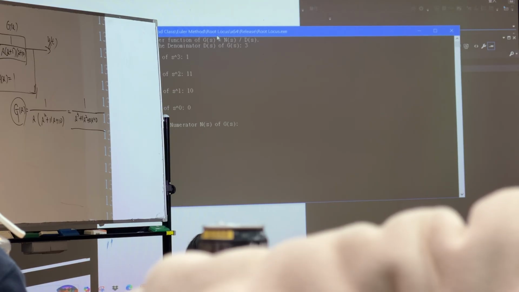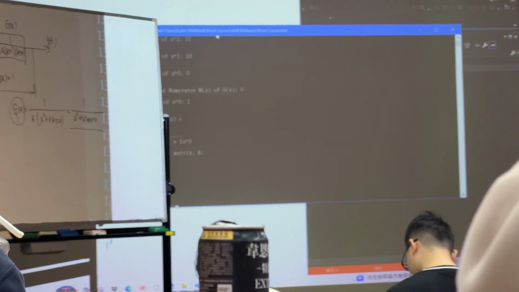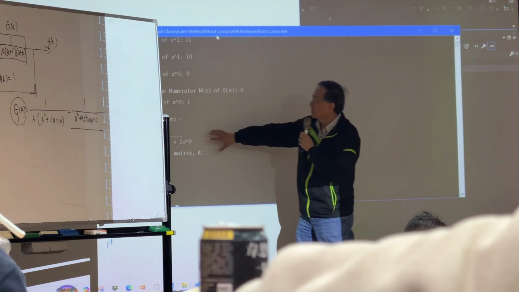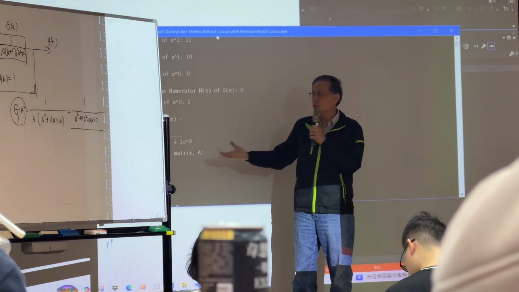So let's say the denominator degree is 3, because we have degrees 3, 2, 1, 0, and now the numerator degree is 0. And for the coefficient, we can use k here. The k value, let's just use 1 now. And then we will generate this transfer function. Remember the T(s), the transfer function.